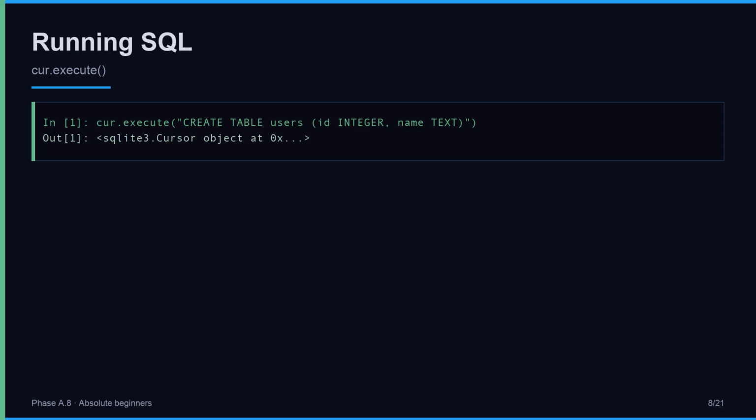The cursor object comes back, because in Python execute returns itself, that is just how the API is designed. The table is now defined inside app.db. But there is one important step before it is truly permanent, and we cover that next. SQL goes through the cursor.